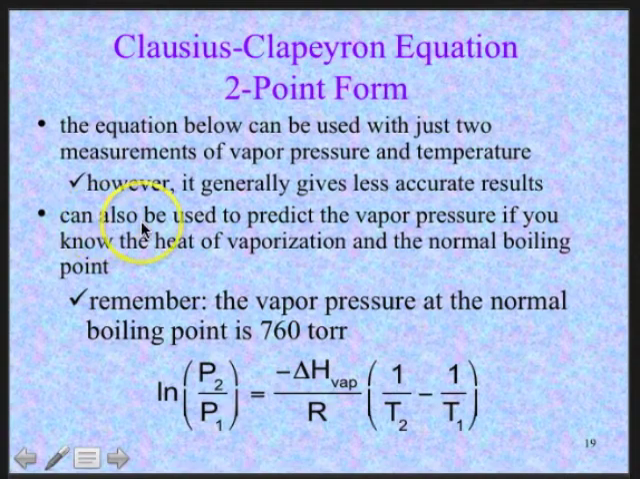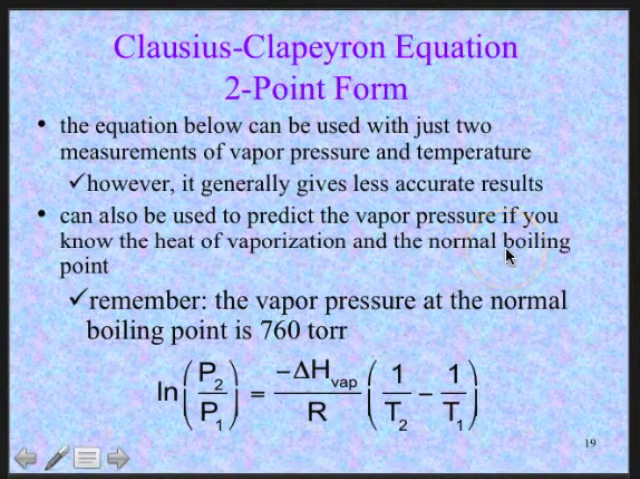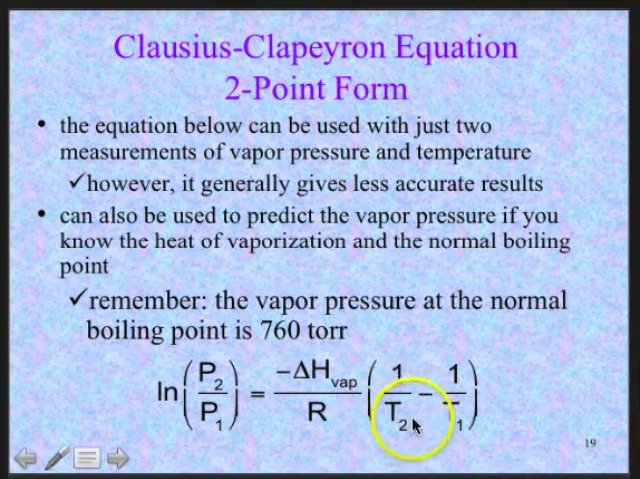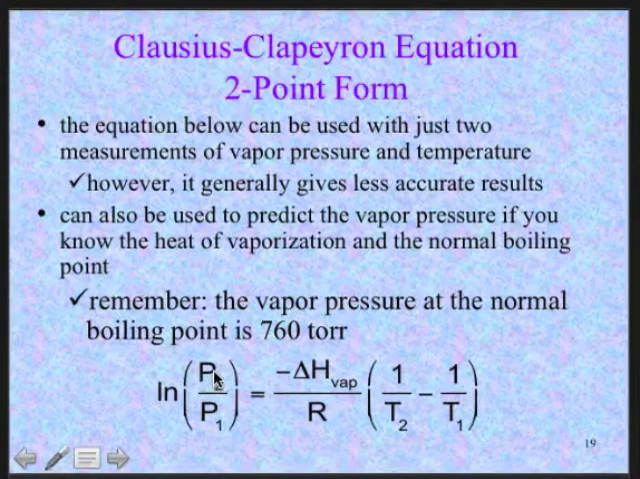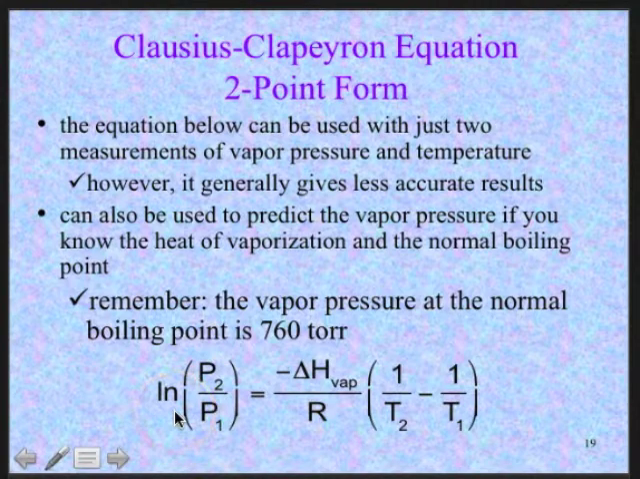And it can also be used to predict the vapor pressure if you know the heat of vaporization and the normal boiling point, right? At the normal boiling point, you know one of the temperatures, and you know the pressure is going to be 760 torr. So you can use that to figure out at another temperature what the vapor pressure is going to be.